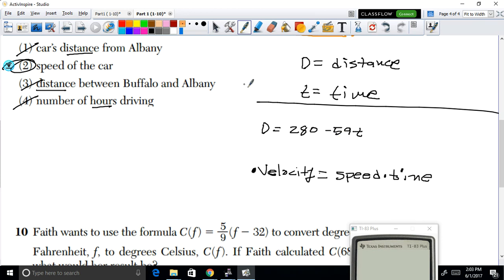So notice that in our equation, what's in front of t, or the time? It's the speed right here. 59 is the speed because that is what's in front of t, which is the time. So that's another way to see that it is option 2 as well. This is a formula that maybe you're not aware of because you have not taken a physics class that deals with velocity, but it is just another way to see it.